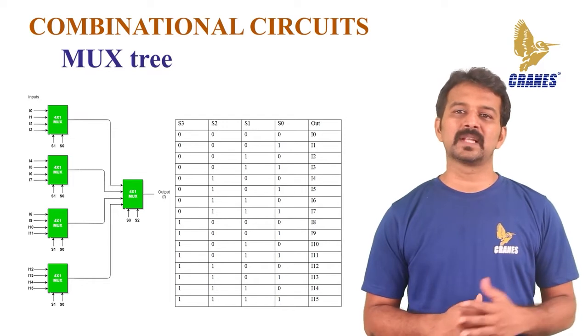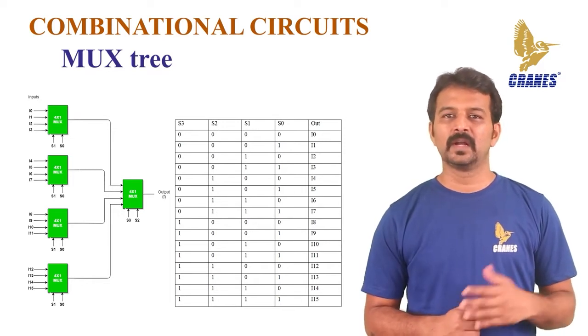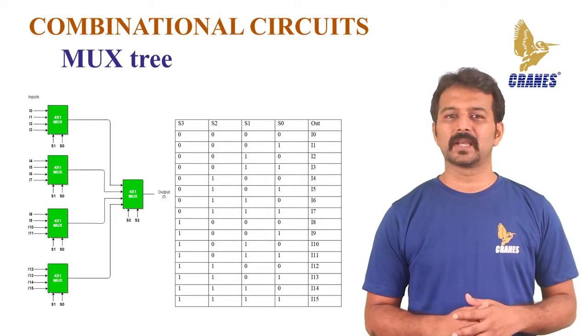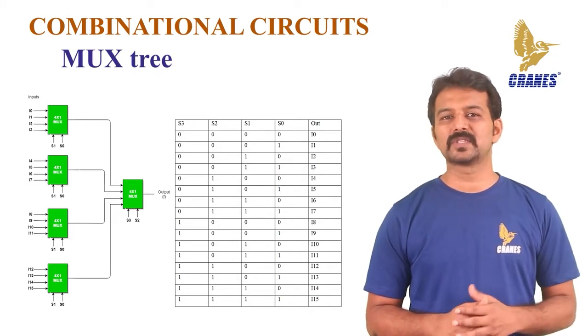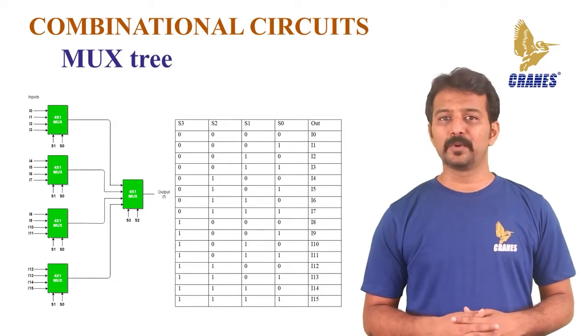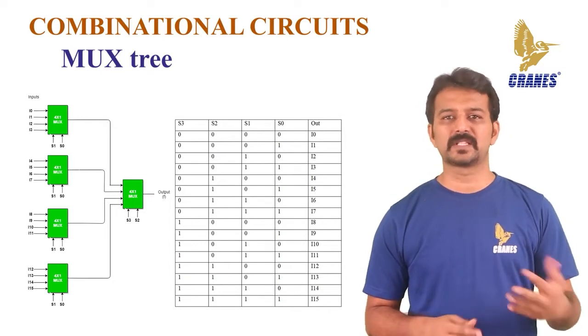That is, when the select line S3 is 0 and S2 is 1, the output of the second stage comes from the second input depending on the values at S0 and S1. Let's see what are the outputs with respect to the select lines S0 and S1.